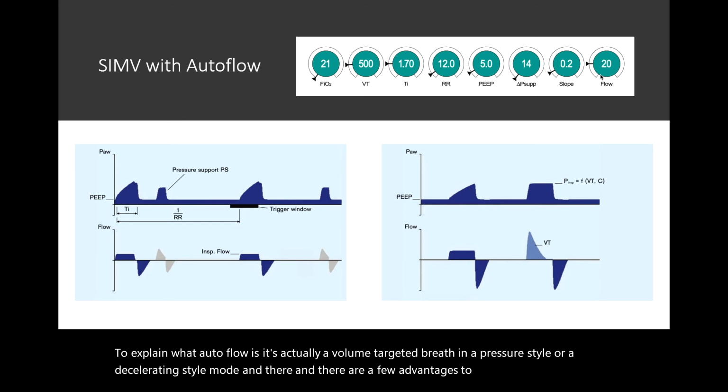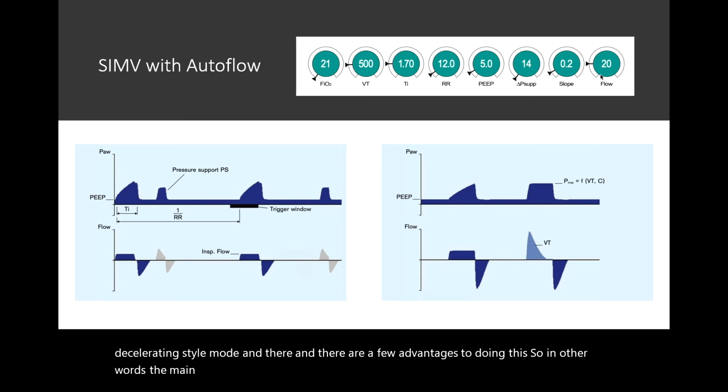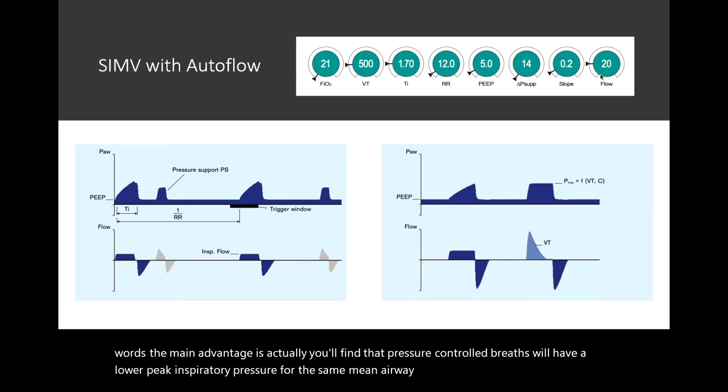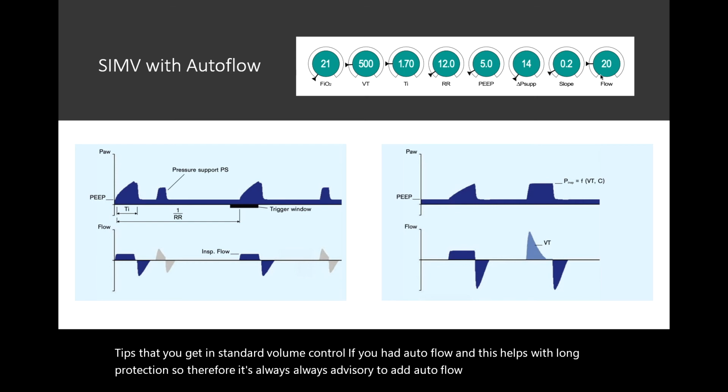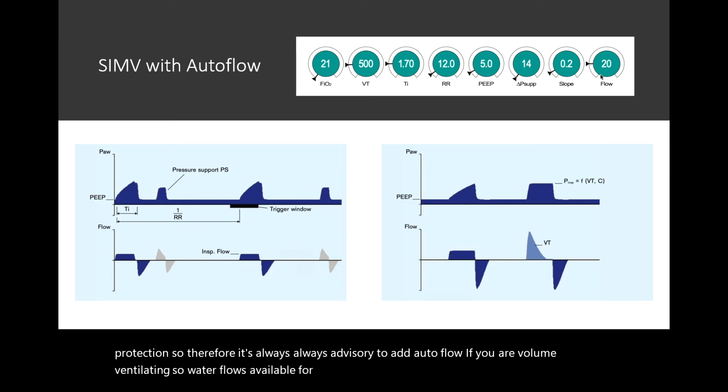The main advantage is that you'll find pressure controlled breaths will have a lower peak inspiratory pressure for the same mean airway pressure, so you don't get the high PIPs that you get in standard volume control if you add Autoflow, and this helps with lung protection. Therefore it's always advisable to add Autoflow if you are volume ventilating. Autoflow is available for all volume modes on Draeger ventilators.